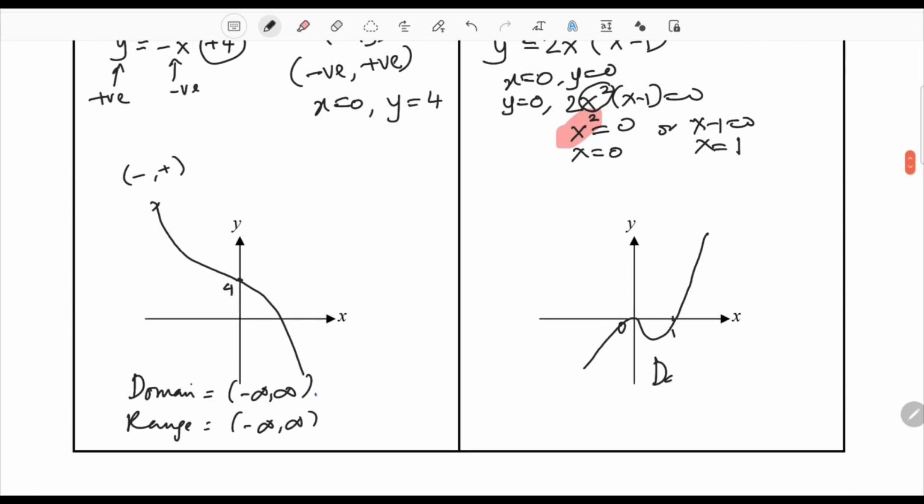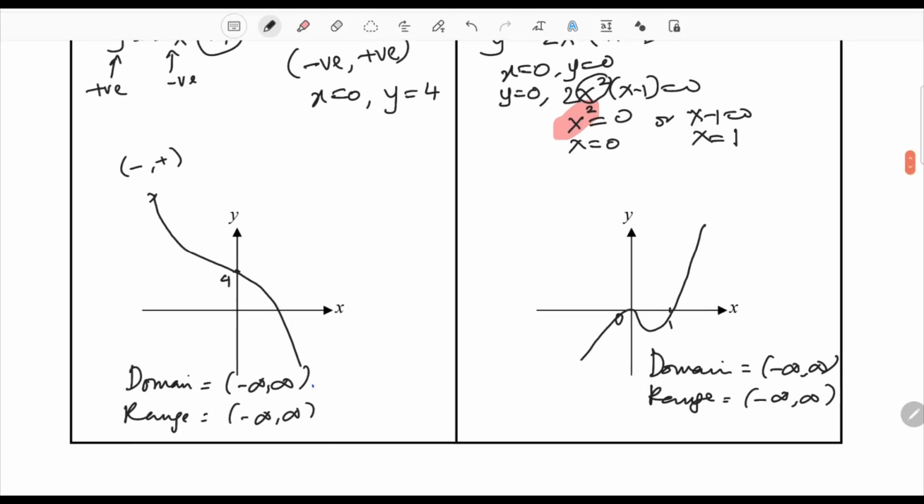Alright, so the domain will be negative infinity to infinity. So the range will be also negative infinity to infinity.